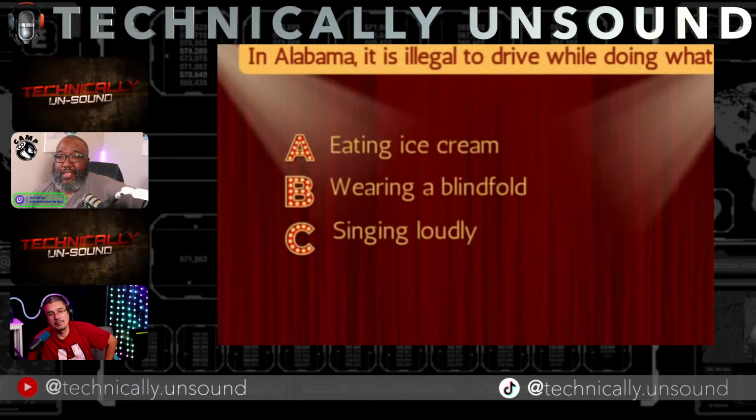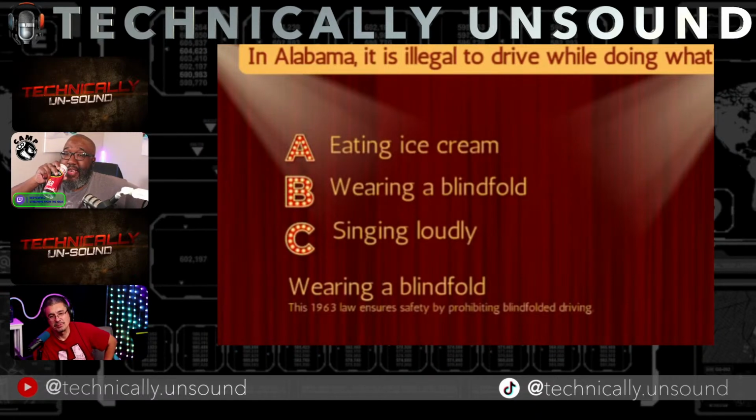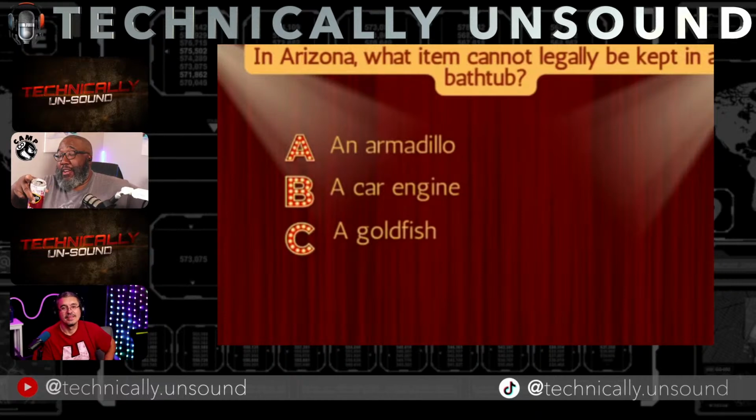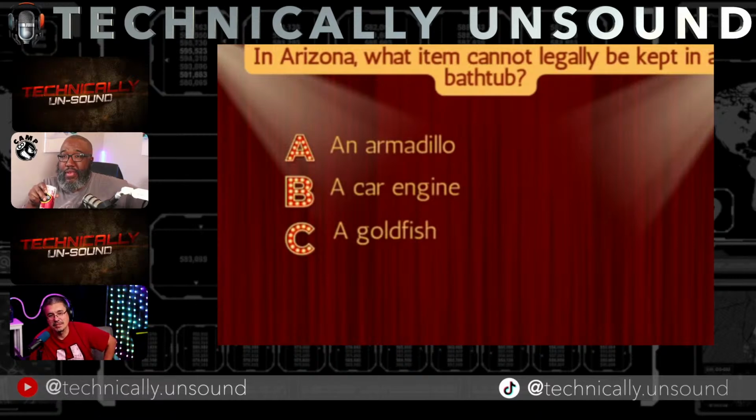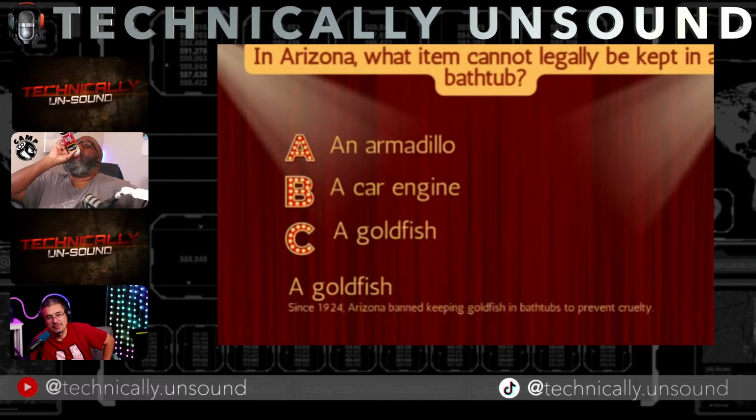Obscure. In Alabama, it is illegal to drive while doing what? Wearing a blindfold. Yeah, that's pretty obvious. In 1963, they enacted a law that you can't wear a blindfold while driving. That's funny. There is a law somewhere about eating ice cream. Here is an Arizona law. What item cannot legally be kept in a bathtub? I want to say an armadillo, but it's probably a goldfish. It is a goldfish. In 1924, Arizona banned keeping goldfish in bathtubs to prevent cruelty.